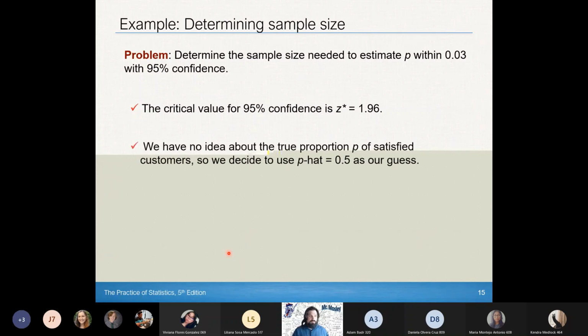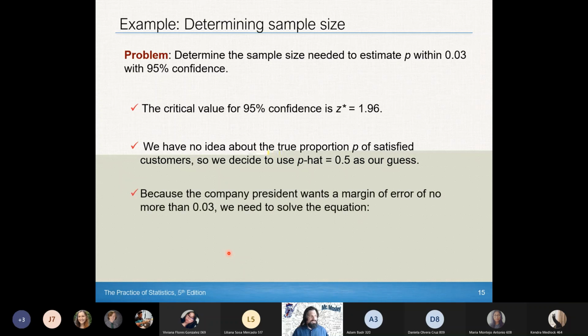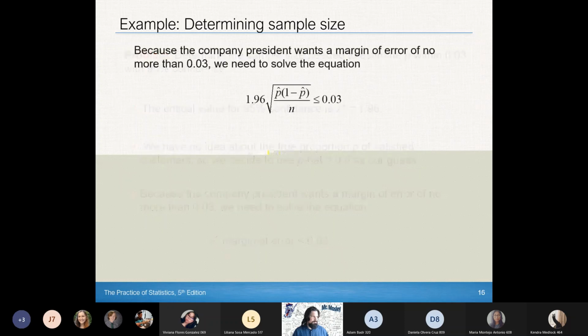We have no idea about the true proportion P of satisfied customers, so we decide to use p hat equaling 0.5 as our guess. Because the company president wants a margin of error of no more than 0.03, we need to solve the equation margin of error less than 0.03. Written with our fancy notation, we get this equation: our z-score, 1.96, times the standard error, square root of p hat times 1 minus p hat over n, less than or equal to 0.03.